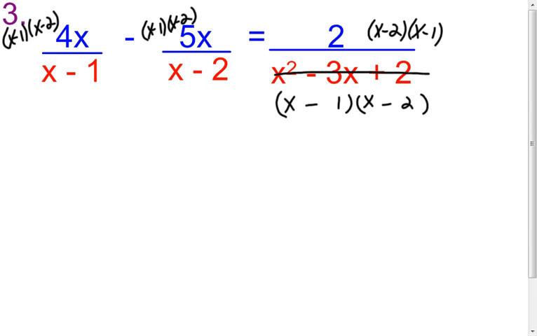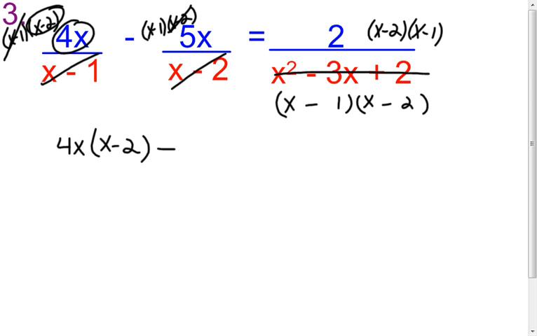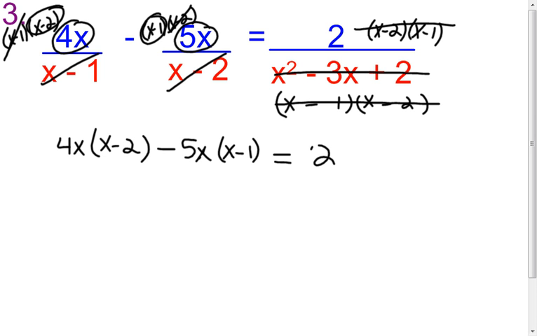Okay? So when I do this far left side, what will happen is the x minus 1s will cancel, and I will have 4x right here times x minus 2. In the next term, I have a minus sign, and I have to be really careful about that. And then the x minus 2's will cancel, and I will have 5x times x minus 1. Then on the right side, the x minus 1 and the x minus 2 will all cancel, and the only thing I will have left is 2.